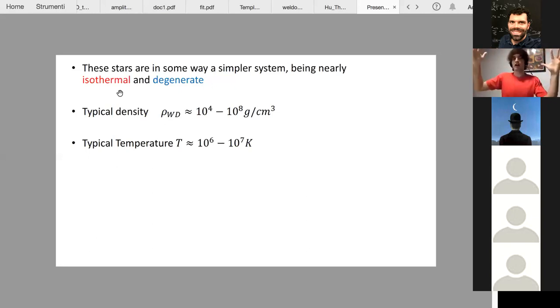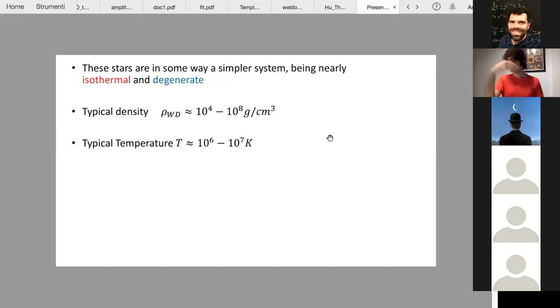So you're almost isothermal, and you're also degenerate. The typical density can actually be very large. And also the plasma frequency, remember, will also be larger. Here we will have a peak around the keV, not 100 electron volt. And also the temperature is larger and almost flat.